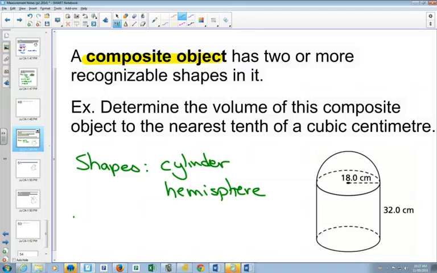So when we go to write it out, our entire volume, we're going to have to take the volume of the cylinder and add it to the volume of the hemisphere. So if you don't have these memorized, go to your formula sheet and see, can you find volume of cylinder on there? Find on your formula sheet where it says pi r squared times height.